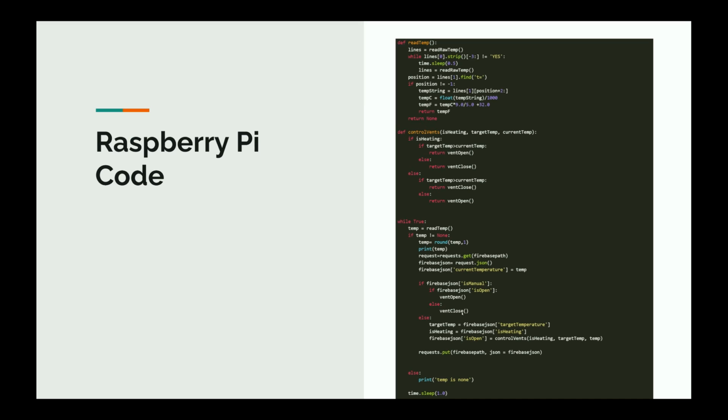Then if it's not manual, I'm going to want to set the target temperature to what the database says, and then I also want to fetch that heating Boolean from the database, and then I want to replace the Firebase value for whether the vent is open or not with the return value of this control vents function. Then at the end of that, I want to put all the requests back into the Firebase path.